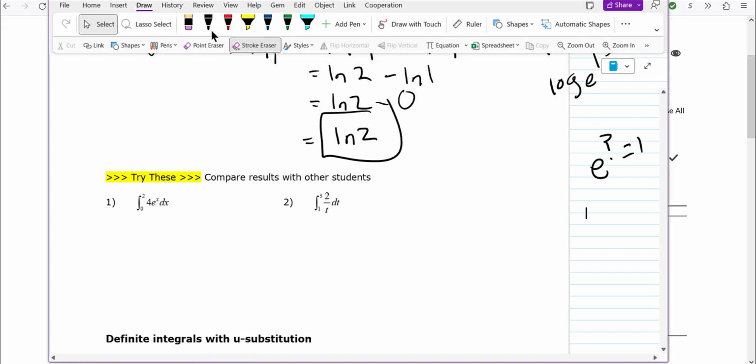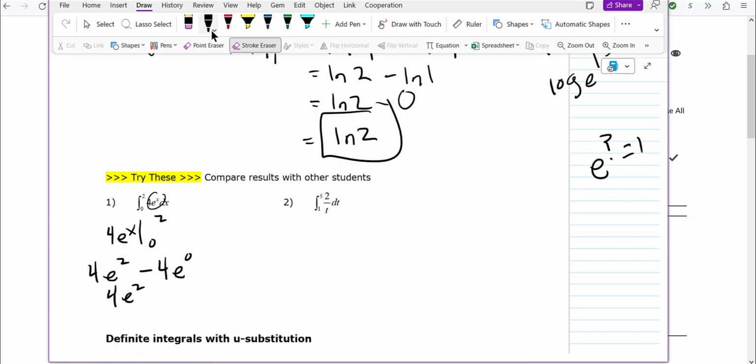All right, so here's what you should have done. The antiderivative of 4e to the x is 4e to the x. You're going to evaluate from 0 to 2. Plug in the upper limit to get 4e to the second, and then minus 4e to the 0. So that would be 4e to the second minus 4 times 1. We know e to the 0 is 1. So, yep, the answer would be 4e to the second minus 4. That's fine. You could factor a 4 out if you wanted to, but who cares? Doesn't matter. That's your exact answer.